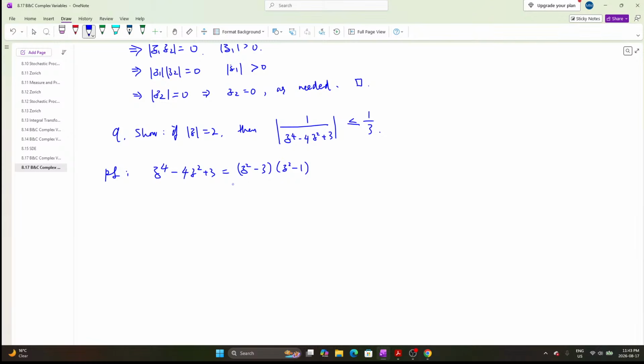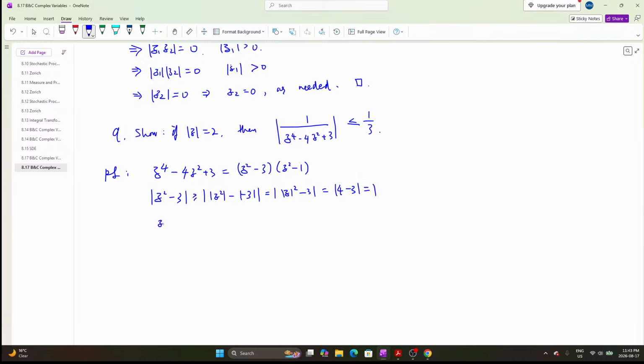So why not try finding a lower bound for each of the factors, right? So |z squared minus 3| by the reverse triangle inequality is greater or equal to the absolute value of |z squared| minus |3|. Okay, this is reverse triangle inequality. And what's that? Well, this is just |z| squared minus 3. But |z| is 2, so that's 4 minus 3, taking absolute value, which is 1.